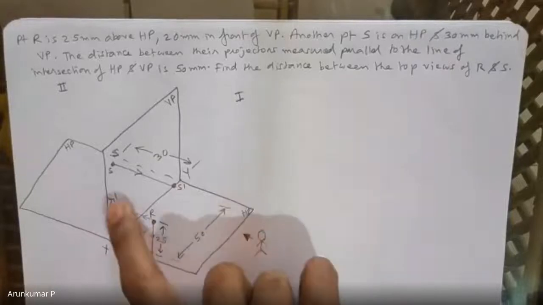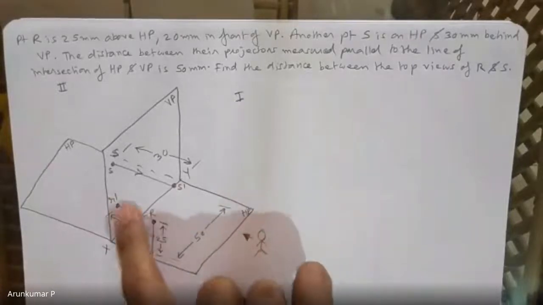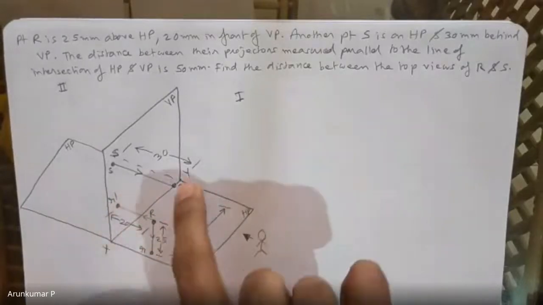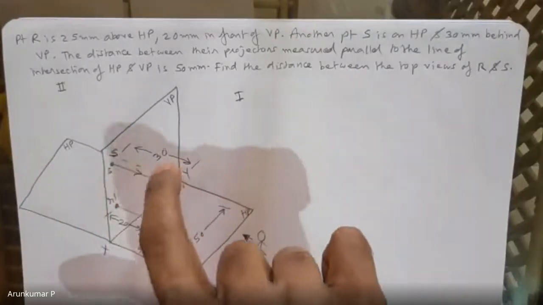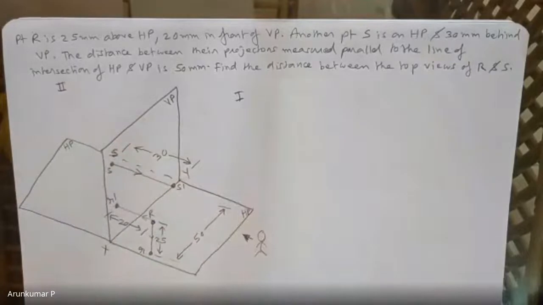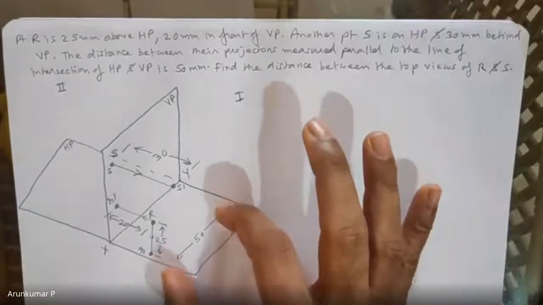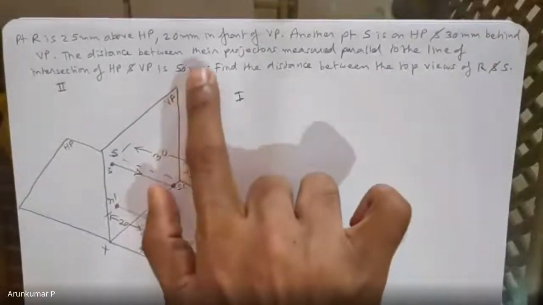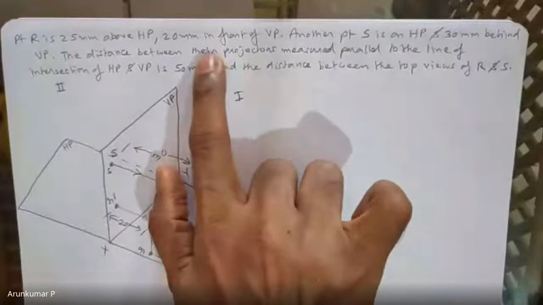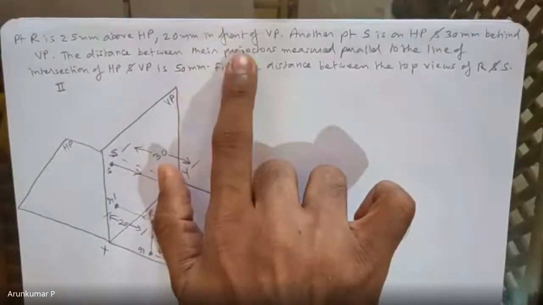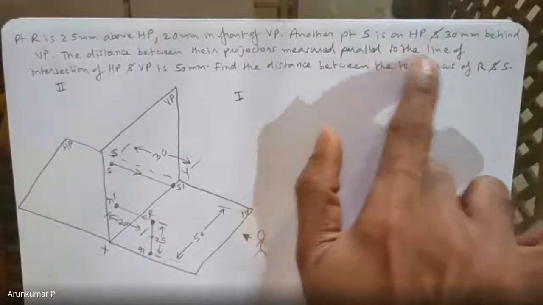I have drawn the projector of R, I got R dash and R. I have drawn the projector of S, I got S dash and S. At what distance have I drawn them apart? 50. Yes. This 50 is the distance between their projectors. Their projectors means the projector of R and the projector of S, measured parallel to the line of intersection.